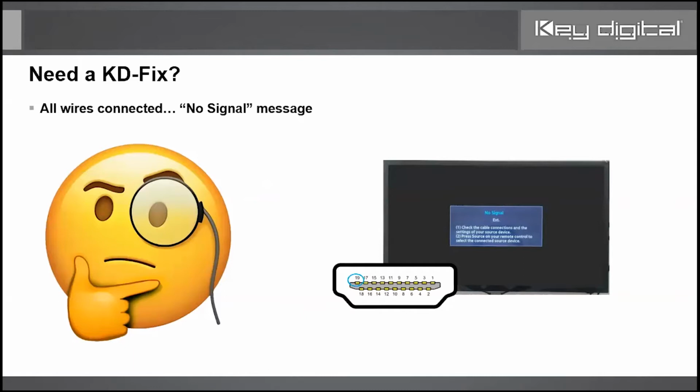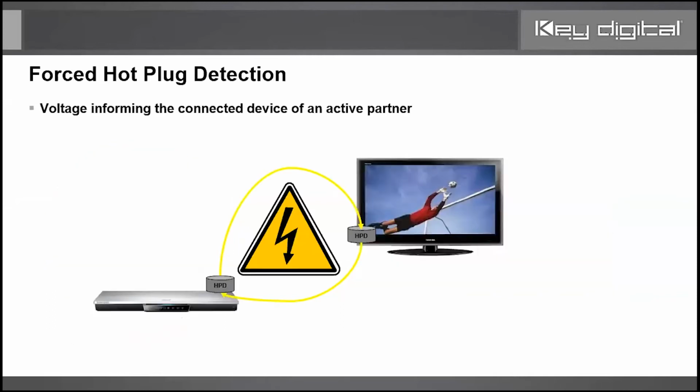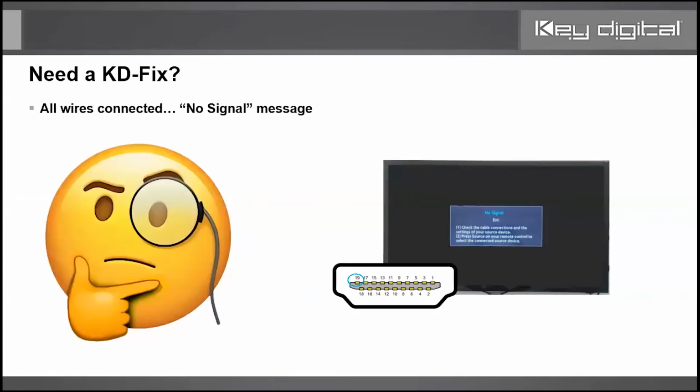But has this ever happened to you? All your wires are connected, all the LEDs are on, etc., but the television says there's no signal. What might that be? The TV is not getting that hot plug detection voltage, informing it that it has a live partner on the other end of the cable. And hot plug detection is sent on pin 19. So, you know, it's all simple in the one-to-one connectivity, right? But we don't live in that world at Key Digital, and nor do you as a custom AV installer live in that world a lot of the time.